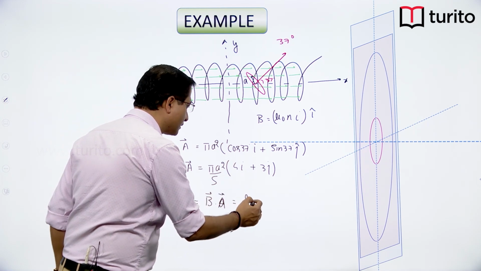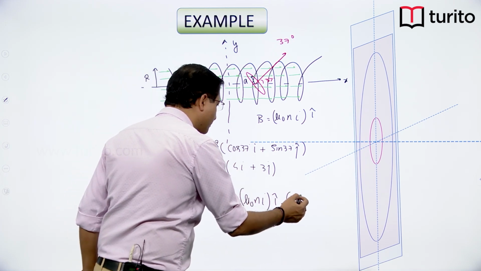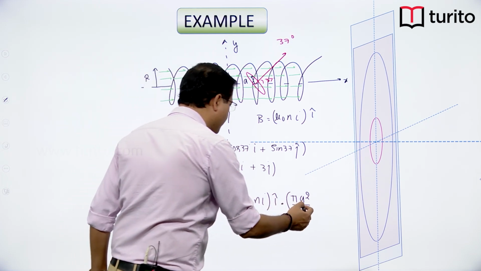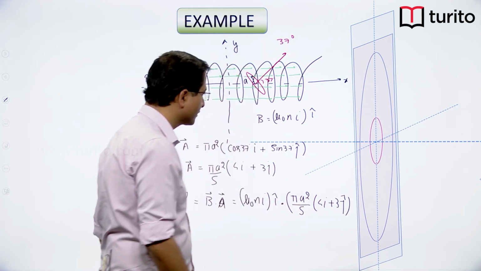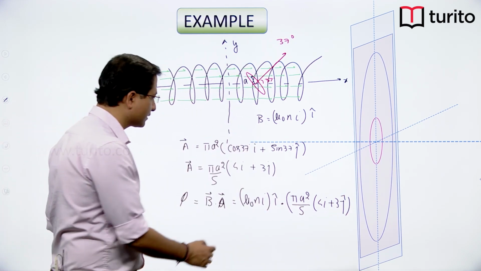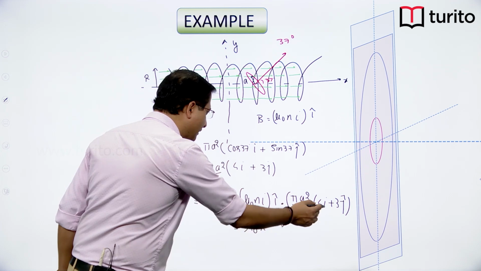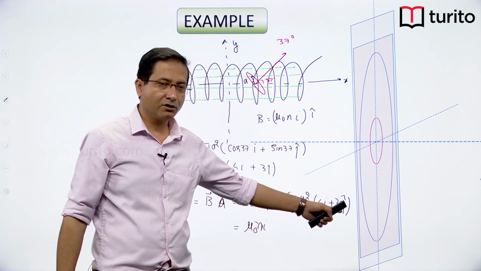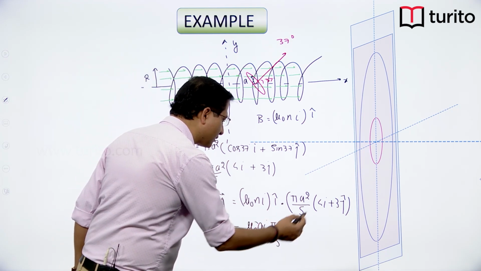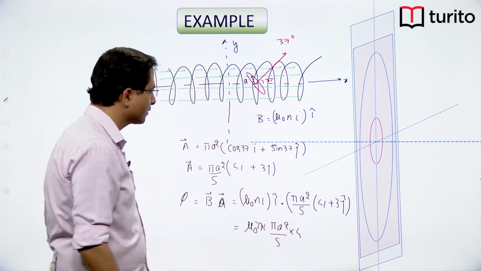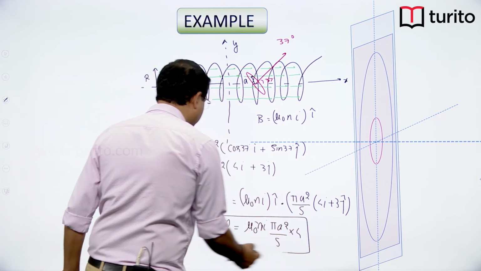So μ₀Ni, this is î dot, in brackets, πa² divided by 5 (4î + 3ĵ). If you do the dot product, then it is μ₀Ni, î dot î is 1, î dot ĵ is 0. So the next term will become 0. So directly I can write πa² by 5 into 4. Okay, so this is the flux associated with the coil placed inside the solenoid.